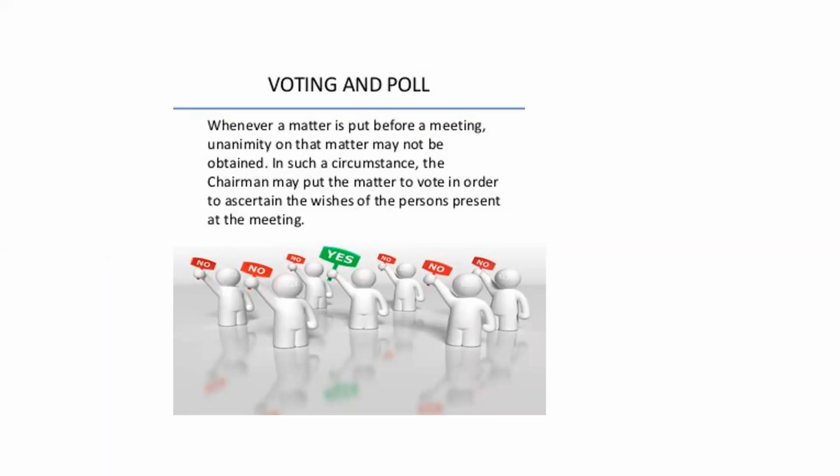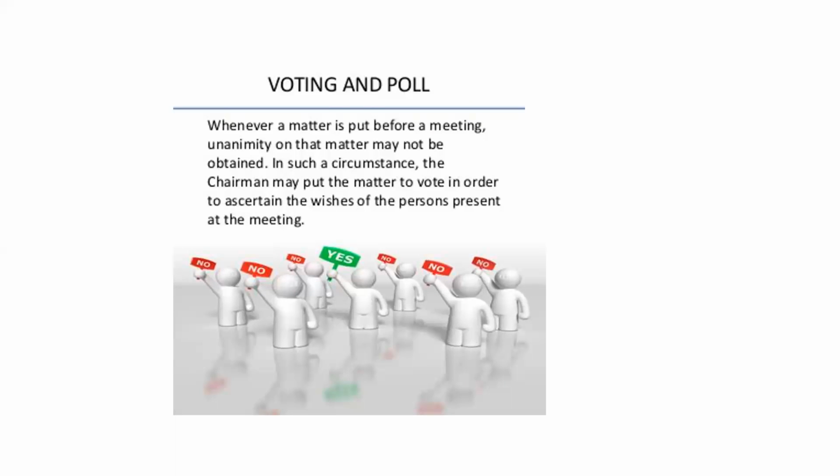Voting and poll. In the absence of unanimity, the chairman has to put the matter before the House to the members. Initially, matters are decided at a general meeting by a show of hands unless a poll is demanded. If the majority raise their hands in favor of a particular resolution, then unless a poll is demanded, it is taken as passed.